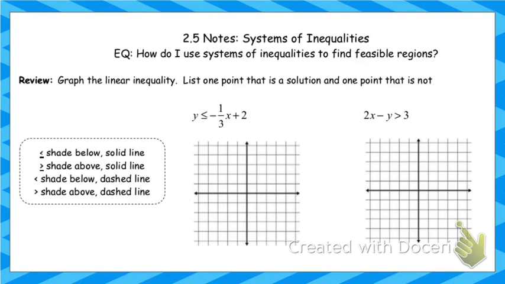If you remember with inequalities, there's going to be some shading. So we're going to start by actually graphing the line y equals negative 1/3 x plus 2. This is going to have a y-intercept of 2 and a slope of negative 1/3.